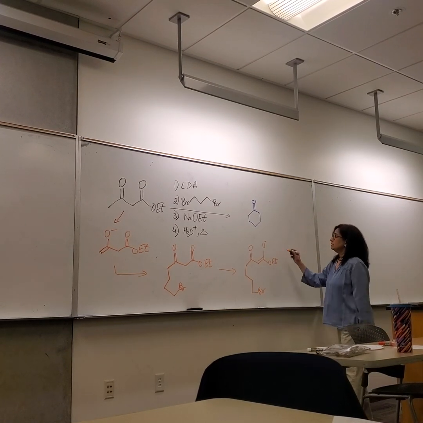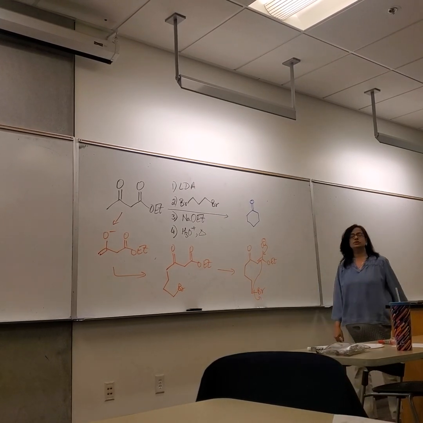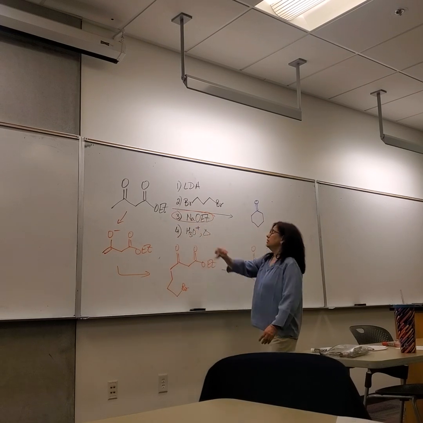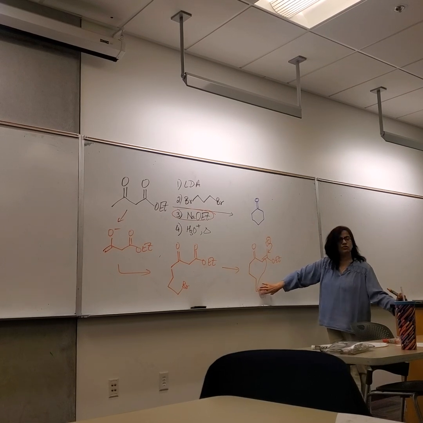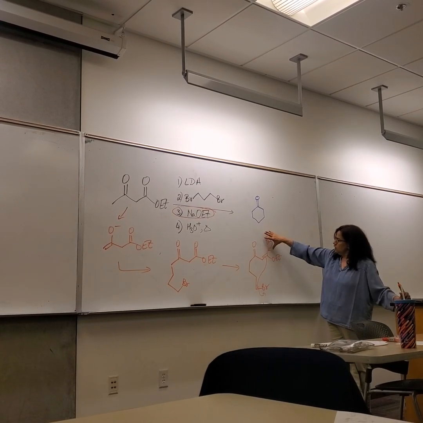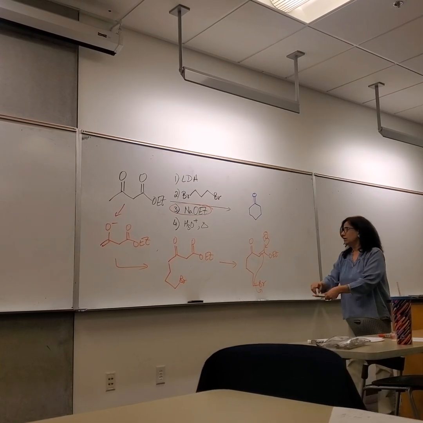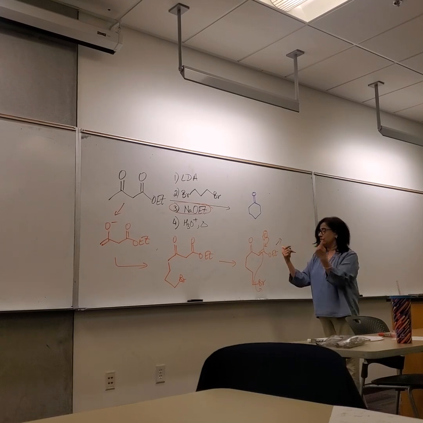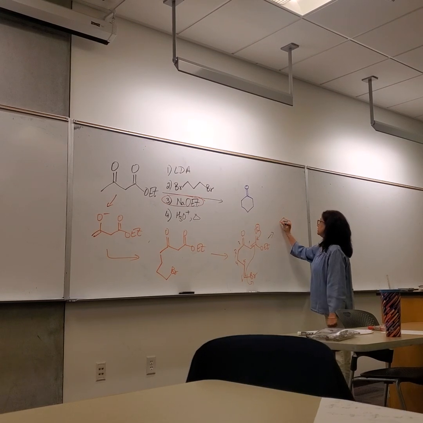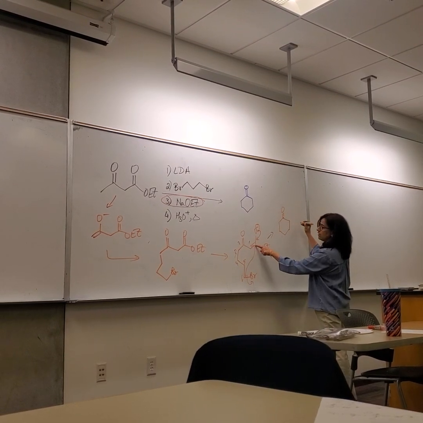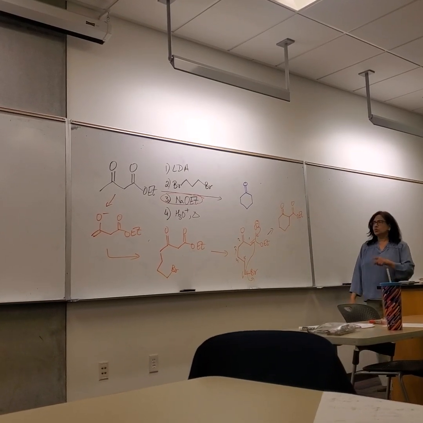What's going to happen next? The substitution. Lovely. In this step, because it's an intramolecular SN2, there is a leaving group situated in the right position for the nucleophile to attack intramolecularly and close the ring. When you close the ring, how many carbons in the ring? 1, 2, 3, 4, 5, and 6 carbon ring. So you create a cyclohexanone. So what's happening in step 4?